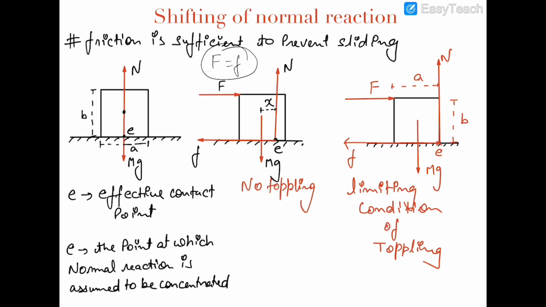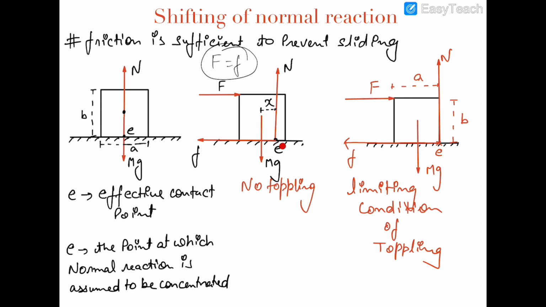So I can say that the normal reaction acting on the base of the block is now not uniform, and in fact the major value of normal reaction is acting on the right hand side of this bisector line. So I can concentrate this normal reaction on the right hand side of this line, and hence I can say that the normal reaction has shifted by a distance of x towards the right hand side, or towards the direction in which toppling has a tendency. So toppling has a tendency in clockwise sense, so the normal reaction is shifting in that direction only.